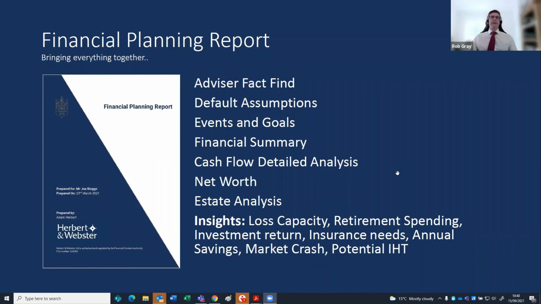Yeah, so the financial planning report that we've got on the screen here, we can generate these as a PDF for each scenario that we build. Depending on how much paperwork they want, we can produce the fact find information, the default assumptions, and the events and goals once, but then the detailed cash flow analysis and financial summary for as many scenarios as they want to see.